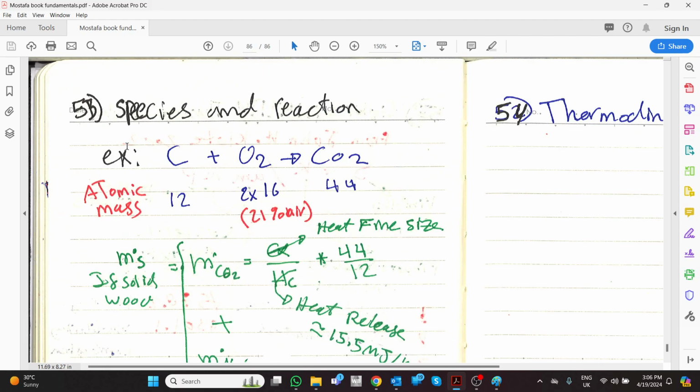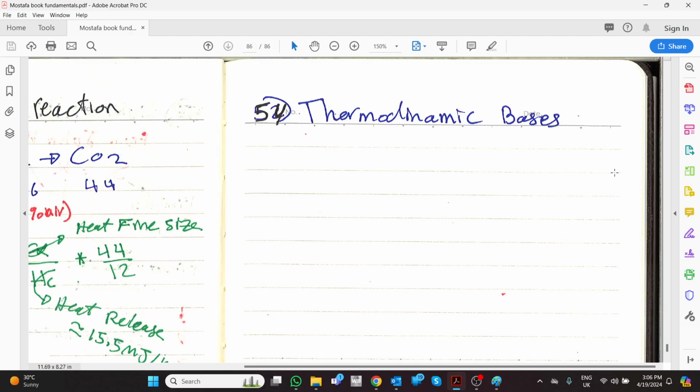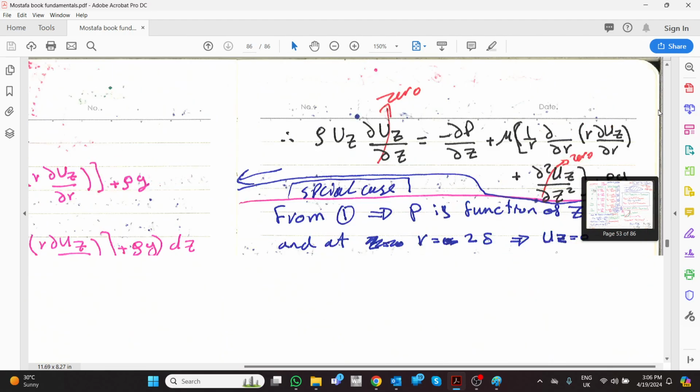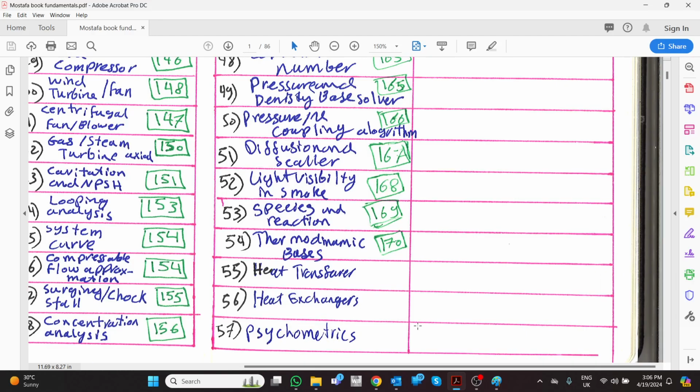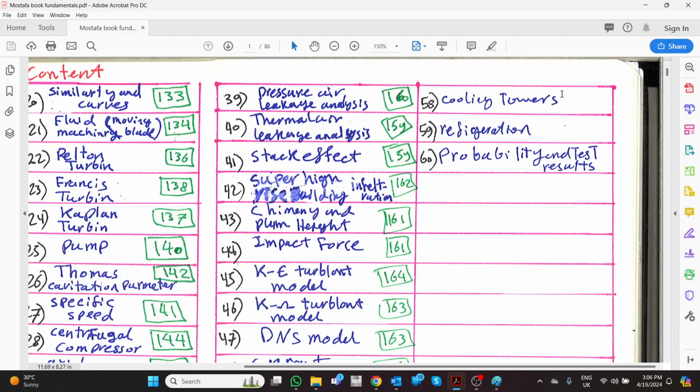So until here it is the species and reaction. We are going to continue with thermodynamics, heat transfer, heat exchangers, psychrometrics and cooling towers, and evaporation from surfaces, refrigeration cycles, probability, and test results.